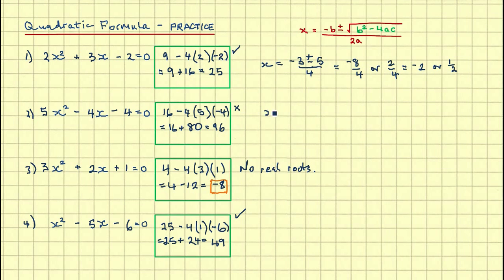Okay, so if we write down x equals, we have minus b, so minus b is minus 4, so that's plus 4, plus or minus, and then the square root of 96, so that doesn't square root easily, so we'll just write that as root 96.